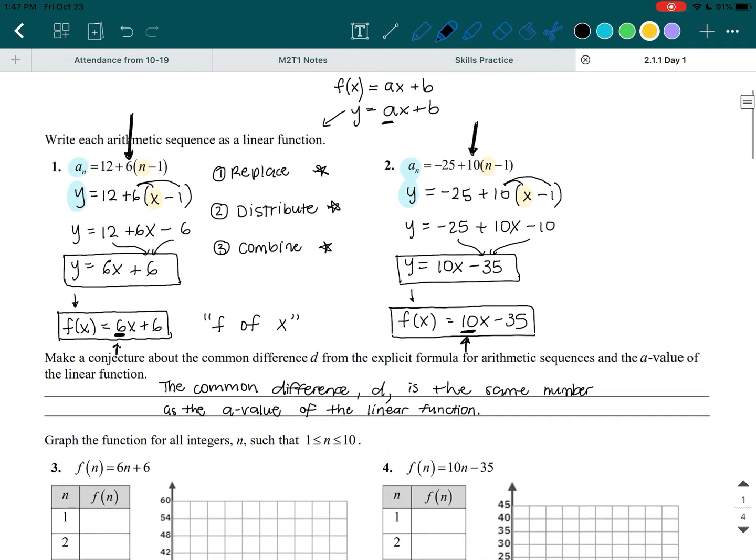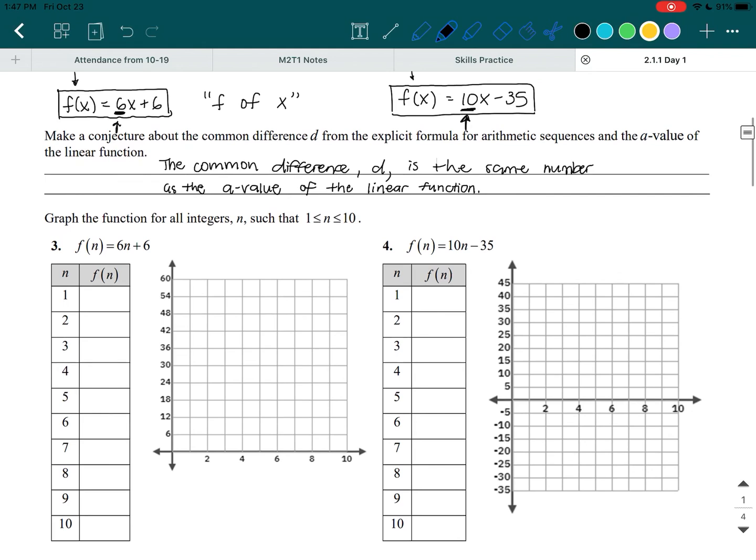All right, let's go on to 3 and 4, which is the same as 1 and 2, except we're just graphing it. So when I say that, I mean like this answer for number 1 is the problem we are graphing for number 3, and this answer for number 2 is the problem we are graphing for number 4. Okay, so we're just going to continue those two problems and we're just going to graph it. So our instructions say graph the function for all integers n such that 1 is less than or equal to n, which is less than or equal to 10. So we're just graphing for all the n values.